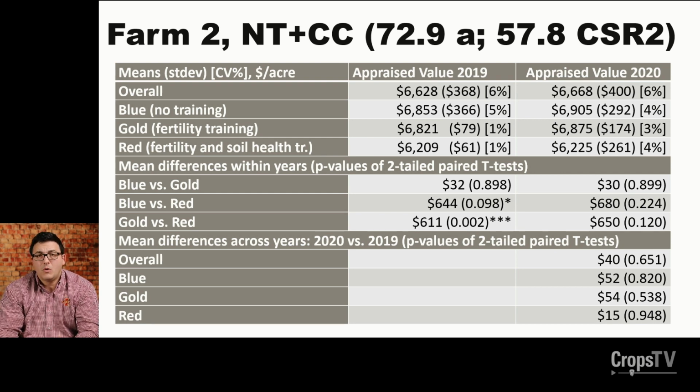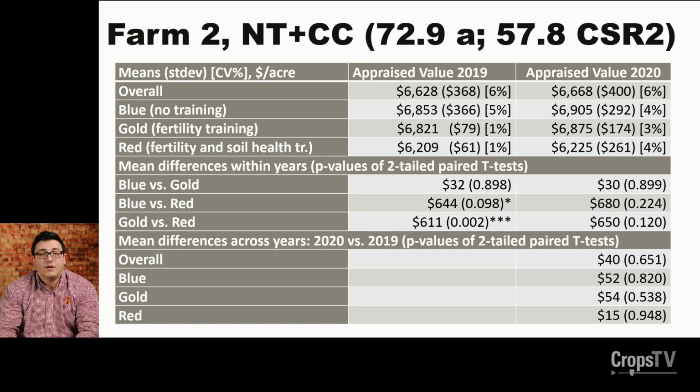The second farm, the next slide, is the farm in long-term no-till and cover crops. This is a slightly smaller farm, 73 acres, with a CSR2 of 58 on average, so lower productivity than Farm 1. So the appraised values are lower than the appraised values for Farm 1. In this case, they averaged $6,628 in 2019 and $6,668 in 2020.